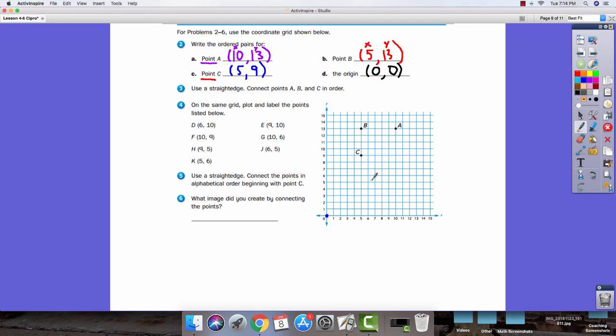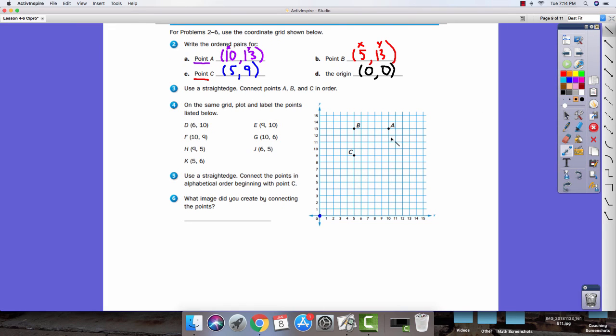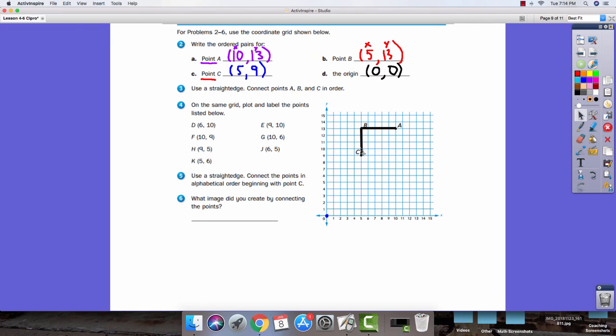So we want to make sure that we're connecting these points with a straight edge. With your geometry template, you're going to connect the point A to B using your straight edge, and then I want you to connect the point C to B, or B to C, using your straight edge, okay? Then you should get an image that looks like this.